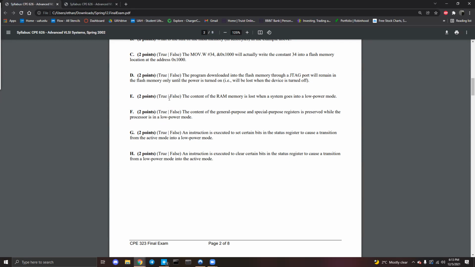So then right here it says true or false. This is kind of like trying to bait you because it's got you thinking about memory powering and stuff like that. The content of RAM memory is lost when a system goes into low power mode. No. Low power mode keeps power to the RAM chip.